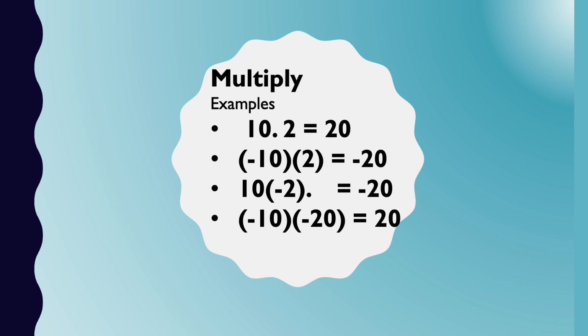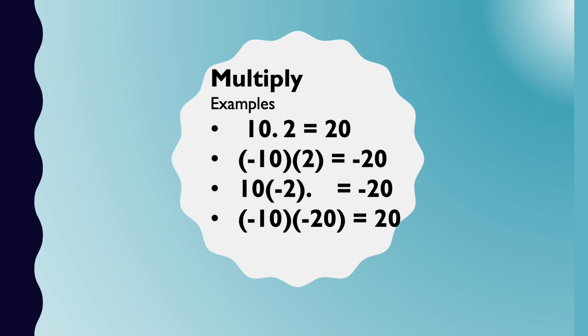Okay, the first one, 10 multiply by 2. What does this dot mean? This means multiply. What is the sign? Sign is plus. Remember, when you multiply the plus by plus, the answer is plus. So if it is like that, what is the answer here? Plus 20.